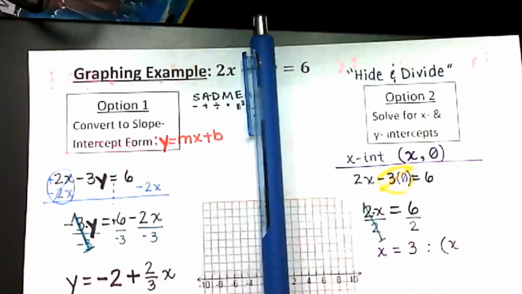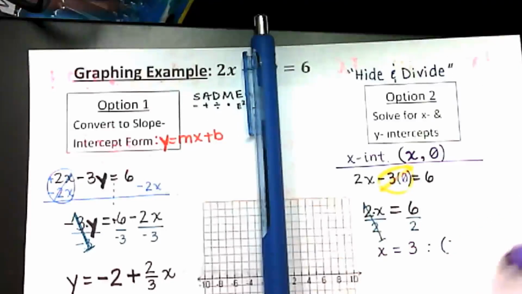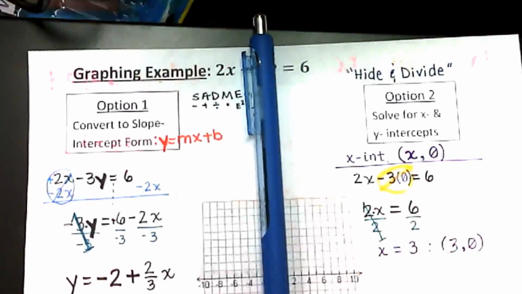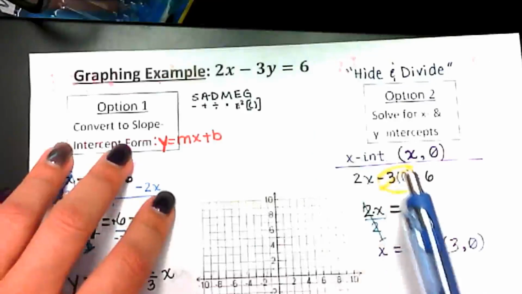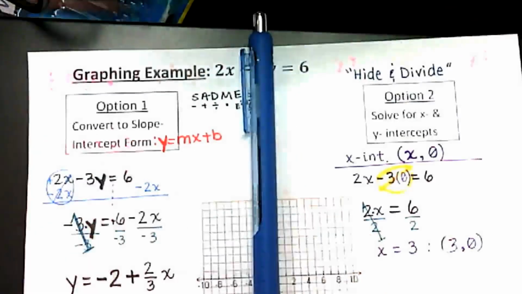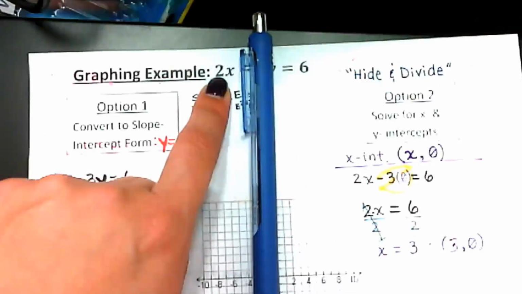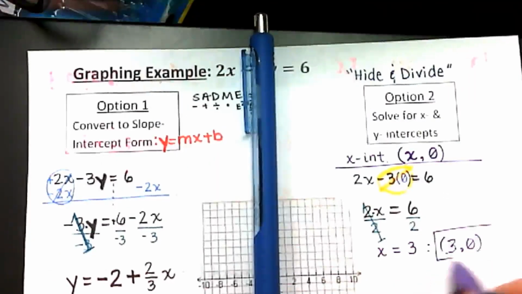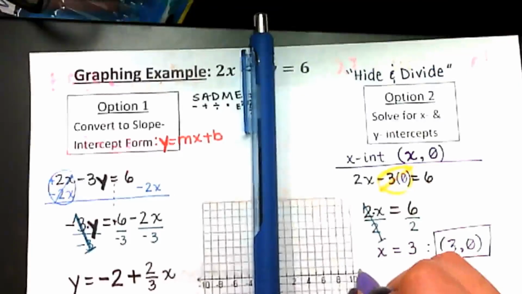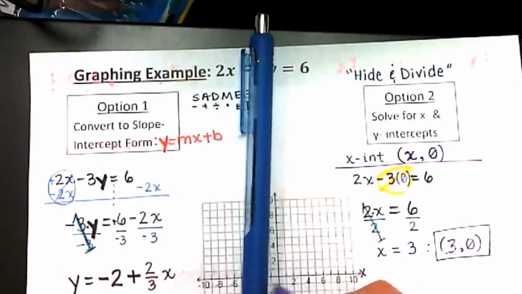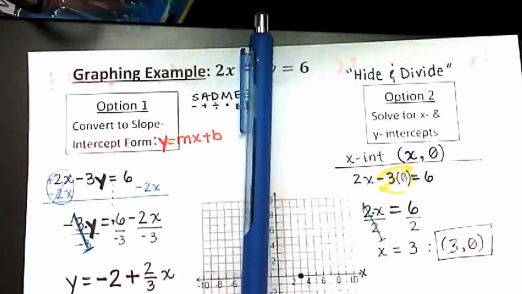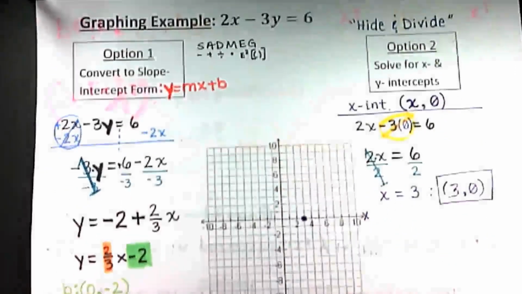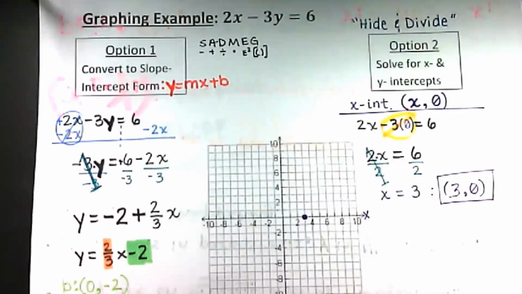So therefore, oops, not x, silly, 3, 0. So the hide and divide, if I want to find my x-intercept, I hide the opposite and I divide by my coefficient. And that makes it really easy. So I'm going to go ahead and plot on my x-axis 1, 2, 3, 0. Beautiful. Okay, well, scooch that up a little.